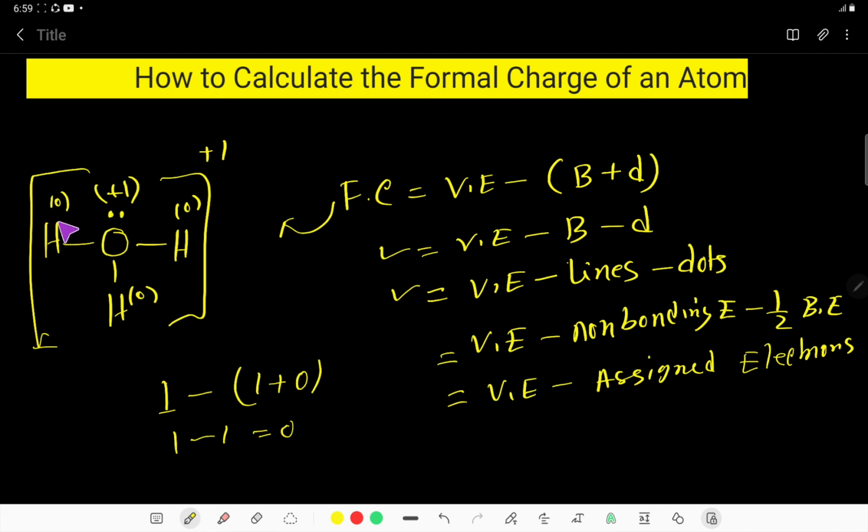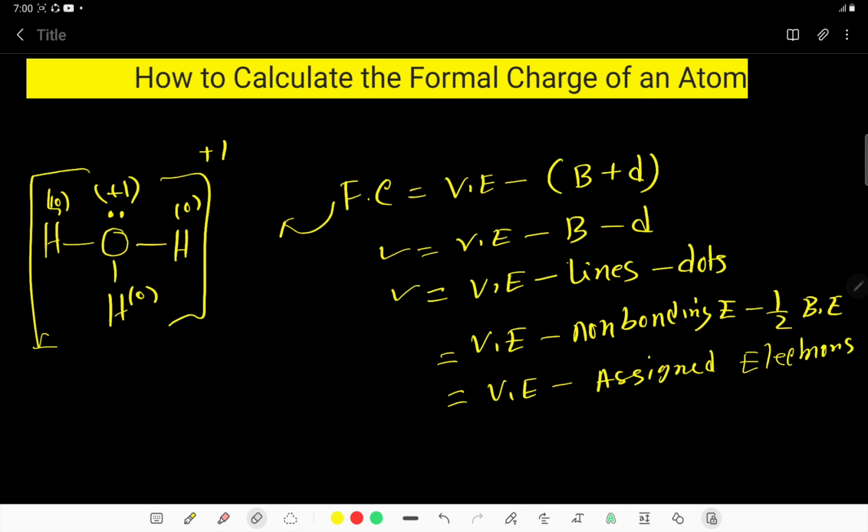Look, if you add 0 plus 1, 0, 0, then you will get the overall charge plus 1. If I ask you how to find the overall charge of a molecule, you have to say that by calculating formal charge, you can find the overall charge of a molecule. Here, the overall charge of the hydronium ion is plus 1, right?